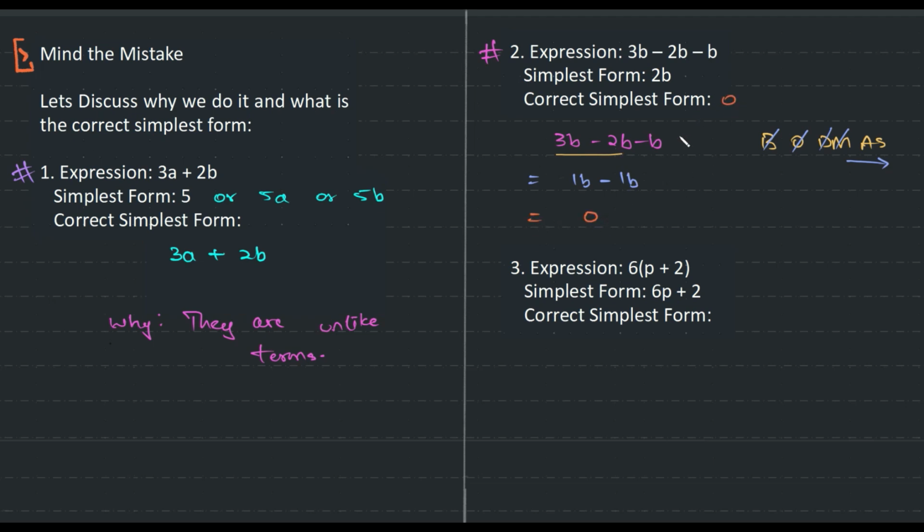The actual answer is 0. Some of us might get 2b because we might first solve 2b minus b. That will give us 1b, and then 3b minus 1b will give us 2b. That's how generally people make mistakes. So the solution is to use BODMAS, and that's the trick. Start from left to right and solve it.